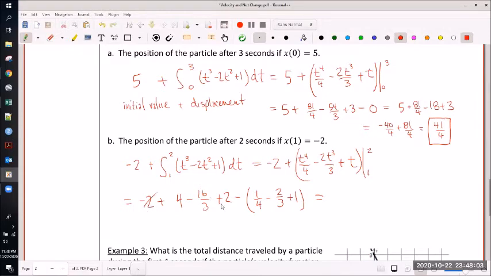Okay, we have a -2 plus 2. We'll cancel those out. We have a +4 minus 1 gives us a 3. Then we have minus 16/3 plus 2/3 gives us a minus 14/3. And then we have the minus 1/4. Okay, so we'll get a common denominator, which will be 12. This will be 36 over 12, minus 56 over 12, minus 3 over 12. And we get 36 minus 56 is -20. -20 minus 3 is -23 over 12. And that's its position.